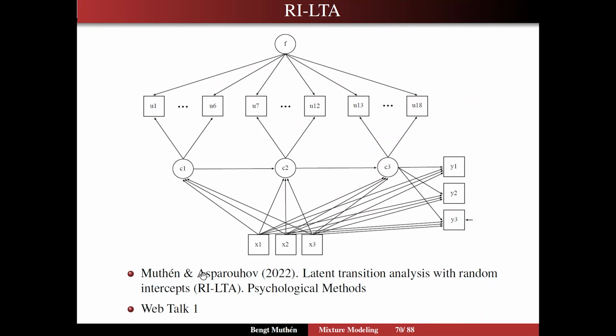This is described in the paper from 2022 in Psychological Methods, and also in Webtalk 1, where I go through several different data sets to show that RI-LTA often fits data better than regular LTA. I should also say that 3 time points is the minimum for RI-LTA. You can fit models for 2 time points, but you would need very large sample sizes, like 4,000 or 5,000, so it's not practical.